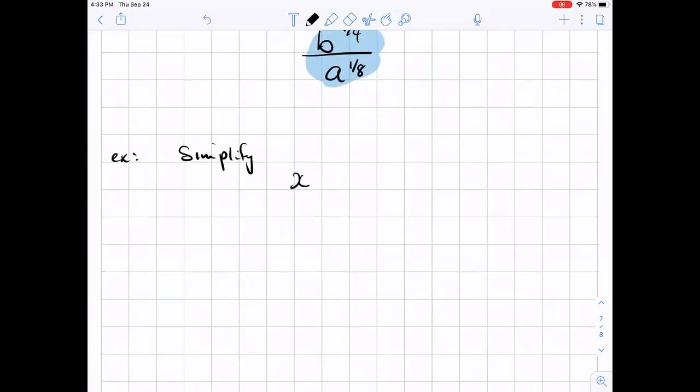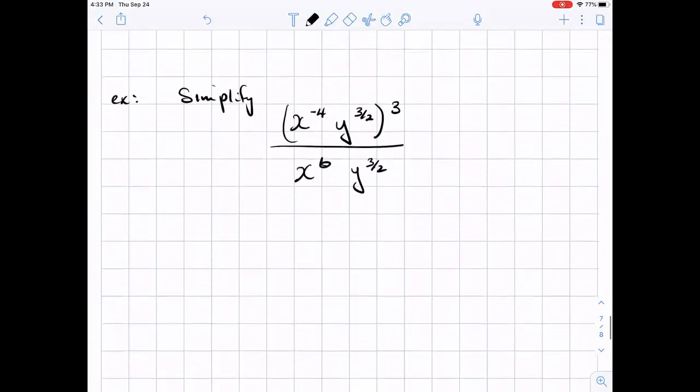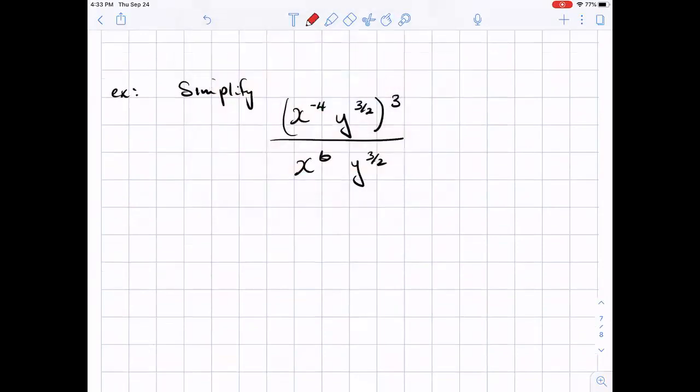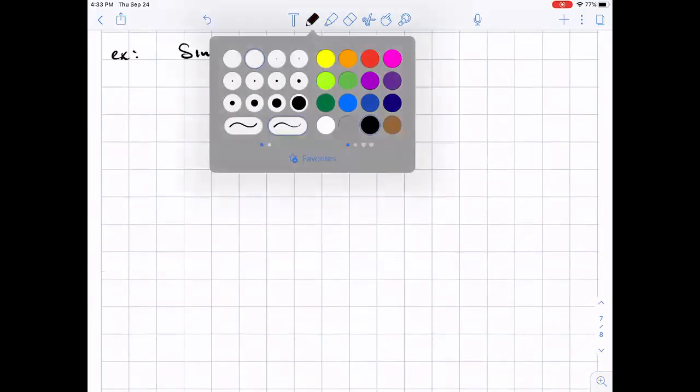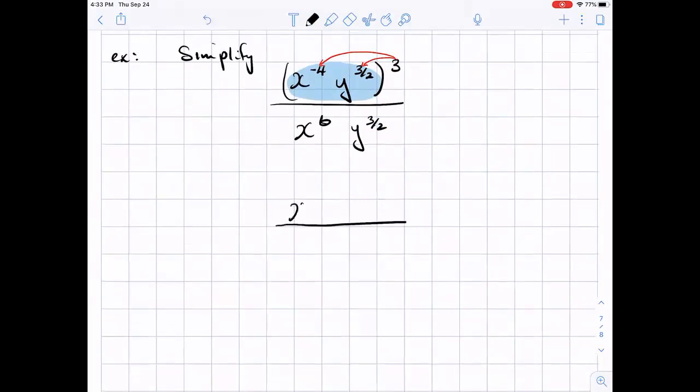If we have x to the minus 4th power, y to the 3/2 power, everything to the 3rd power, divided by x to the 6th power and y to the 3/2 power. Now remember, parentheses first, right? So we have to distribute the outer exponents to all of the exponents on the inside, because there's nothing inside for us to simplify. So this becomes x to the negative 12 power and y to the 9/2 power.